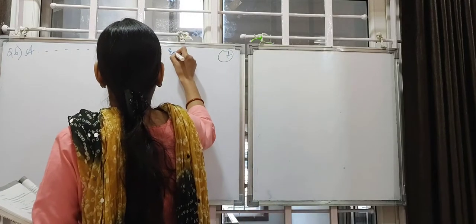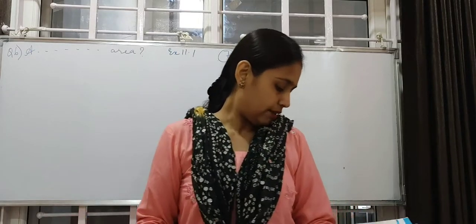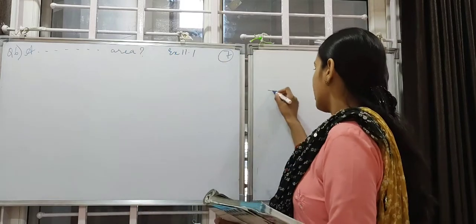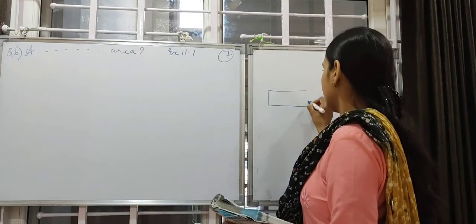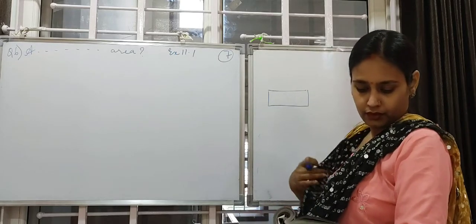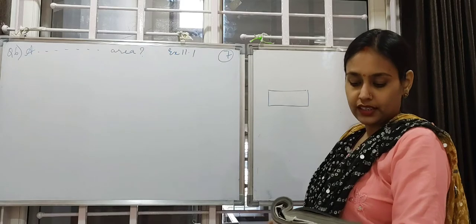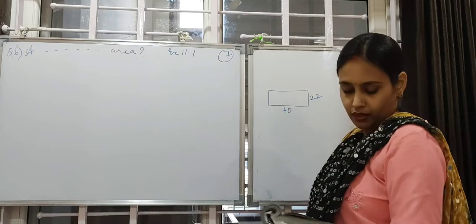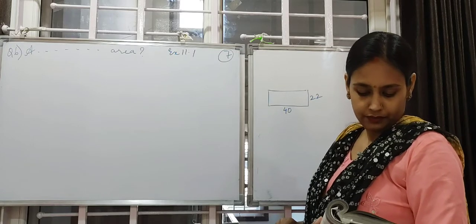Okay, children, so today we have to start question number 6 of exercise 11.1. So, I'm reading the question. A wire is in the shape of a rectangle. Its length is given 40 centimeter and breadth is 22 centimeter. Length and breadth are given.